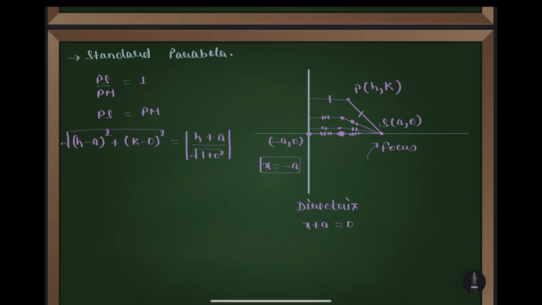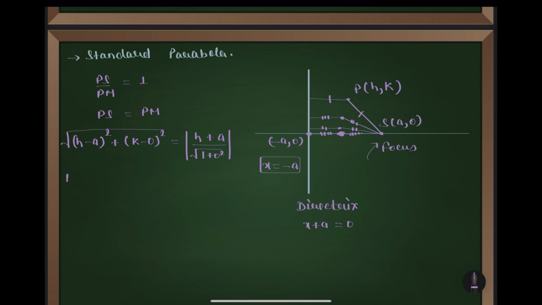So now look at this. Right now I don't know how to handle root and mod together. So do you have any idea by which we can get rid of this root as well as mod sign? Exactly, squaring both sides. Okay, so let's go with squaring both sides. So LHS will be free from the root thing.